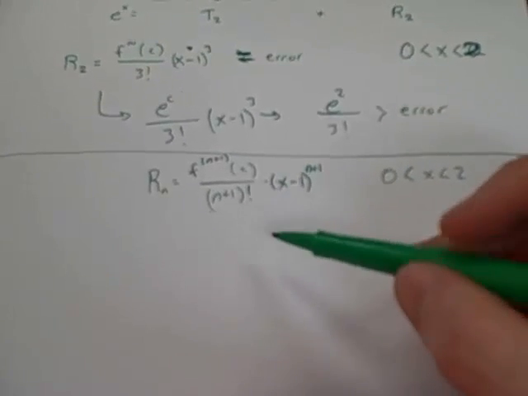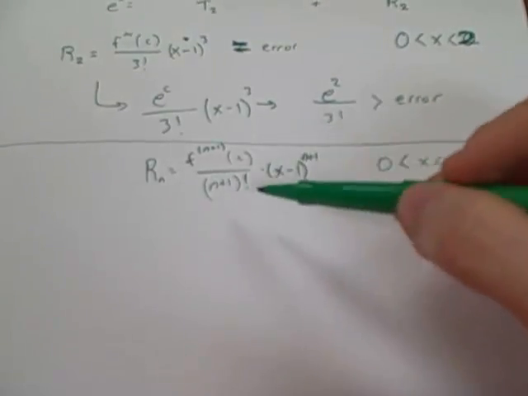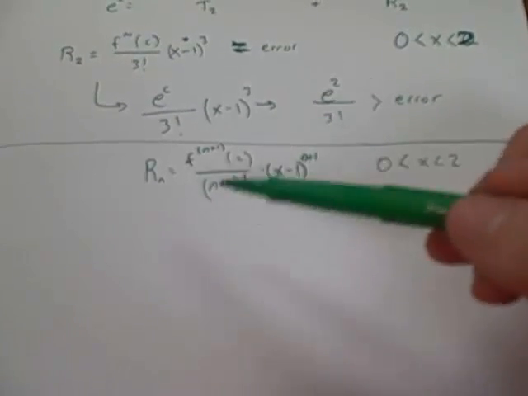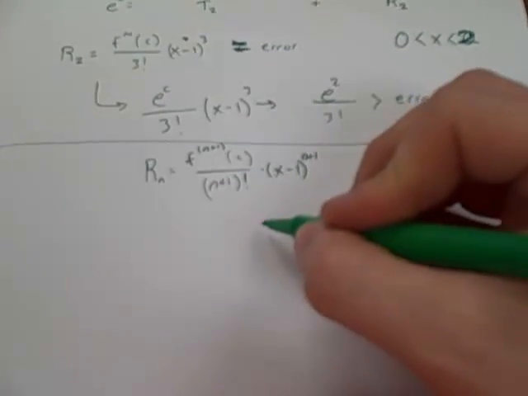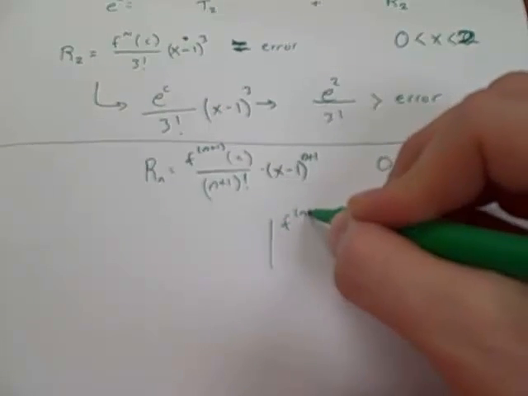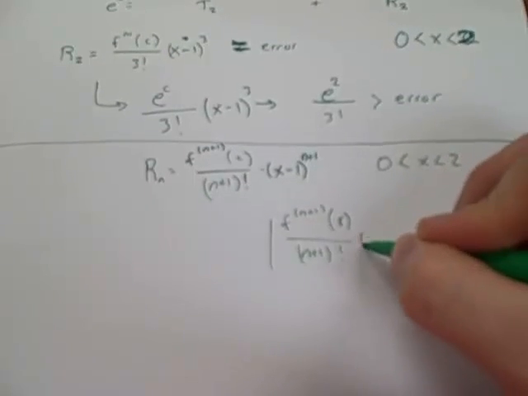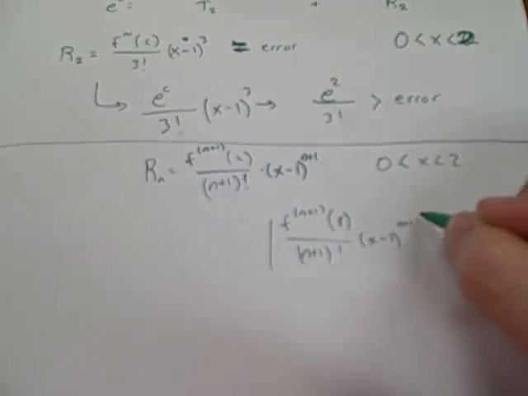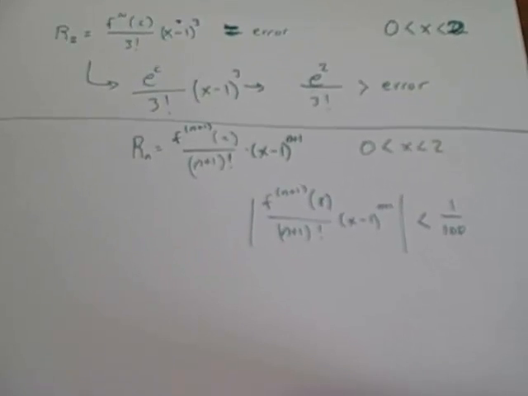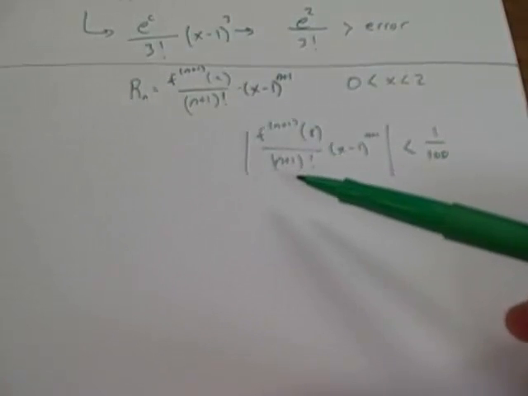So let's write what we know. I want the absolute value of this error to be smaller than a certain amount. The absolute value, because depending on what x is and what c is, maybe the error could be positive, maybe the error could be negative. But either way, I want the absolute value of all of this to be smaller than some small amount, like 1/100. All right, so the question is, what value of n will make this happen?